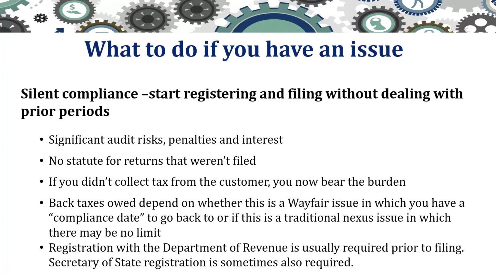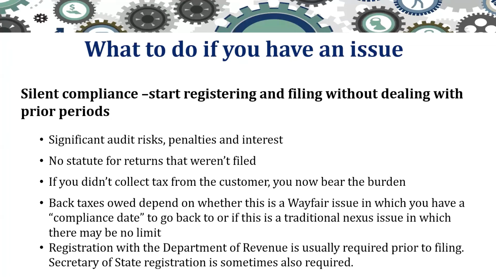The amount or how many periods of back taxes you owe depends on whether or not this is a Wayfair issue. Because with Wayfair, you have specific compliance dates. So we were showing, I think Alabama's was October of 2018, but Arizona's was October of 2019. All the states have a different date. None of them are before the summer of 2018. So you've got 2 years or less at this point in which you have to go back to.